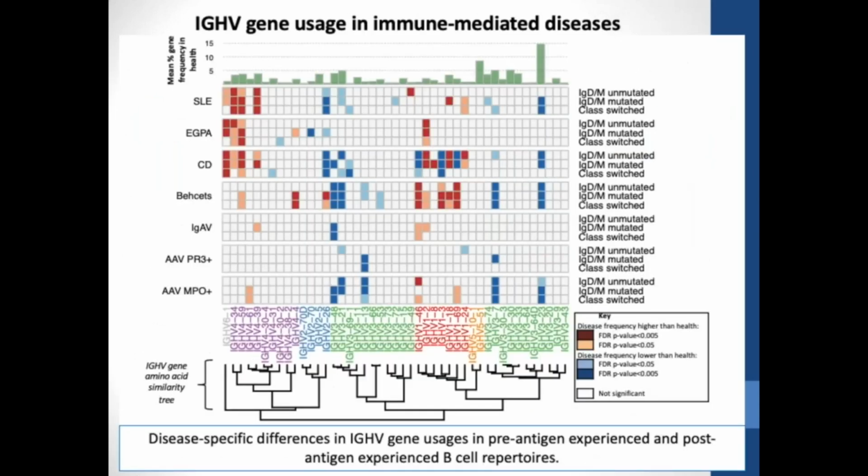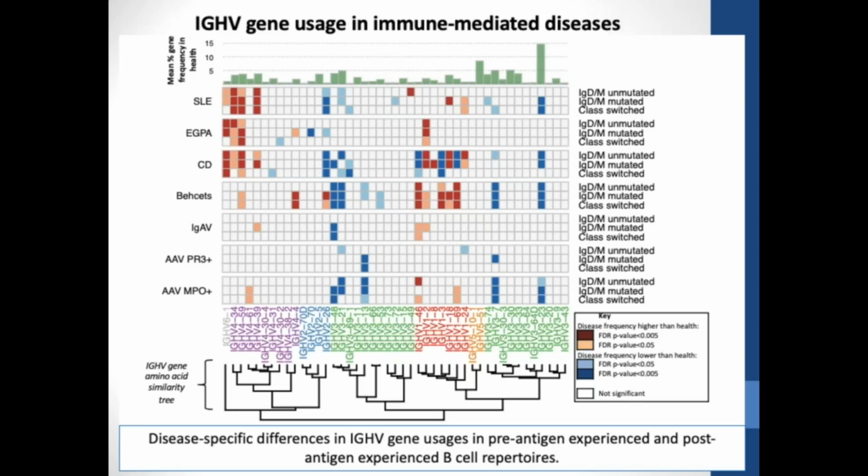When we look across autoimmune diseases, we can map out the differences in V gene usages. This is a heat map where red is significantly elevated compared to health, and blue is significantly lower compared to health. I've ordered the V genes according to their amino acid similarity. I've also split up the B-cell repertoires according to their naive-like BCRs, so the IgD unmutated, and their antigen experienced, the mutated or class switched repertoires.